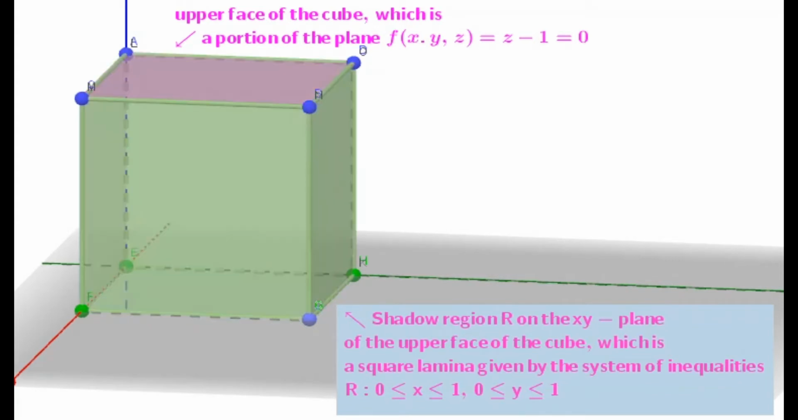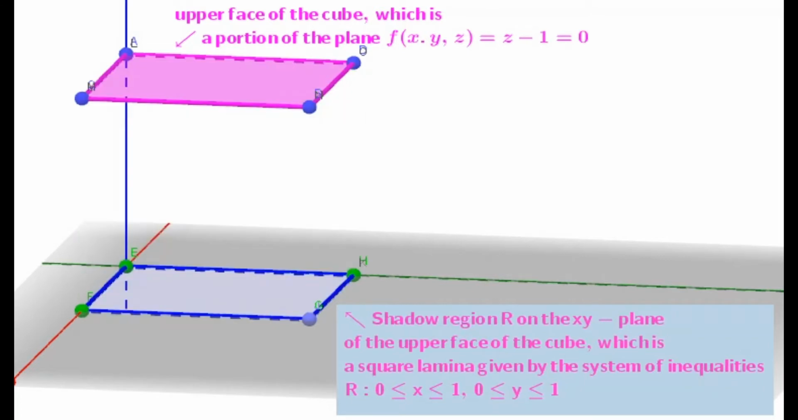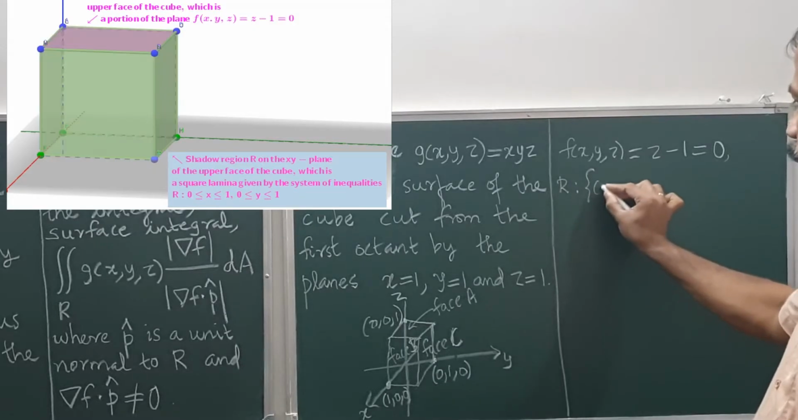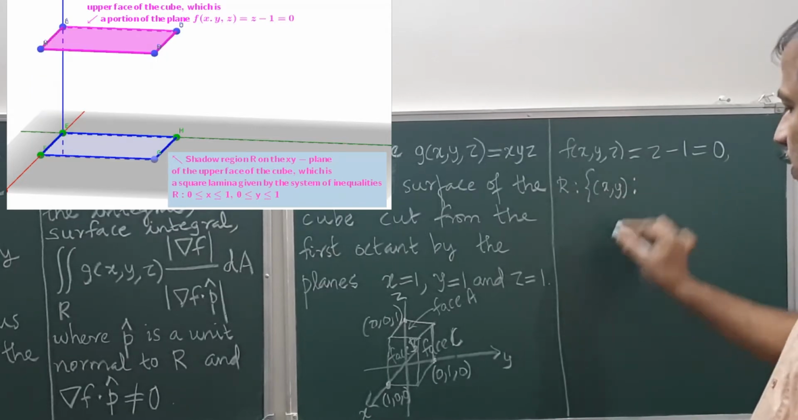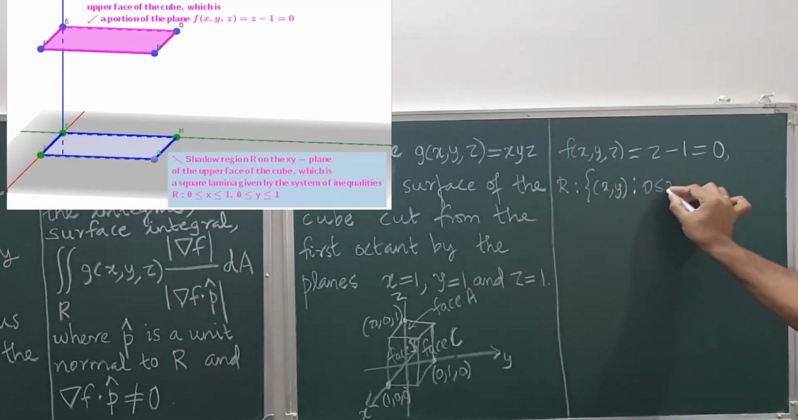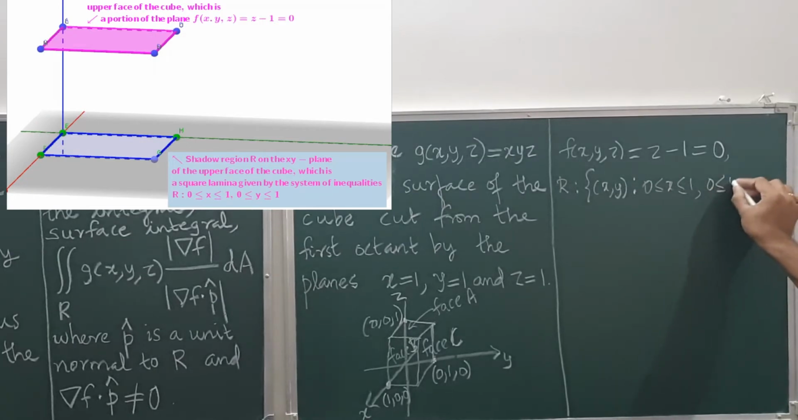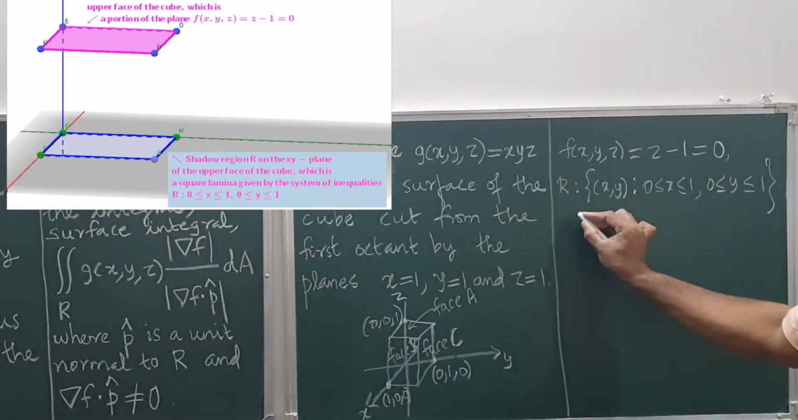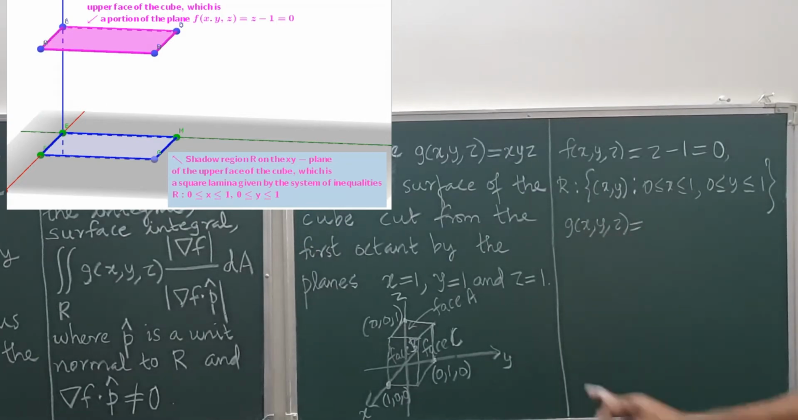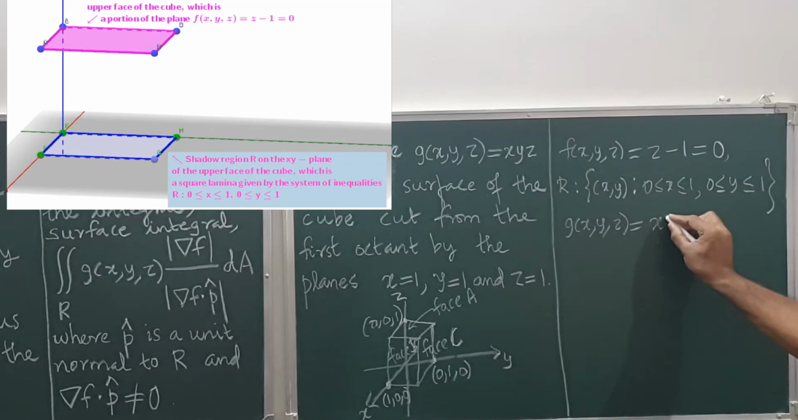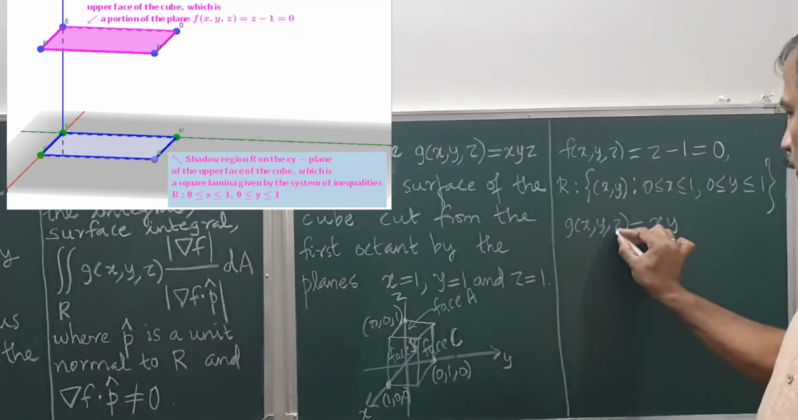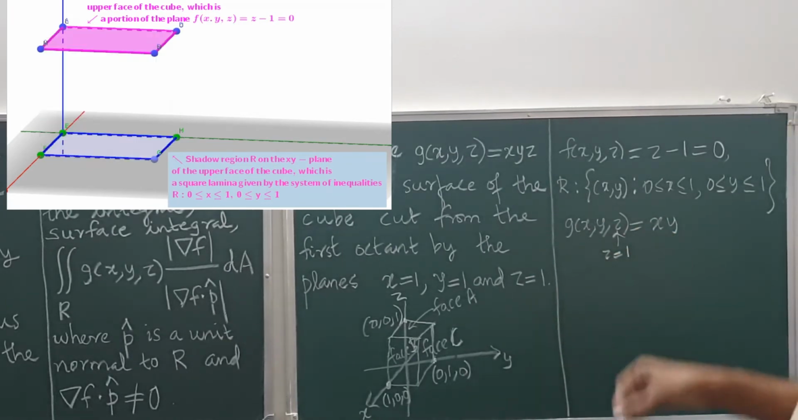It will be a square on the xy plane given by the set of all ordered pairs (x, y) such that 0 ≤ x ≤ 1 and 0 ≤ y ≤ 1. Isn't it? So here, what will be our g of x, y, z then? g of x, y, z will be xy, because z is equal to 1 on that face.